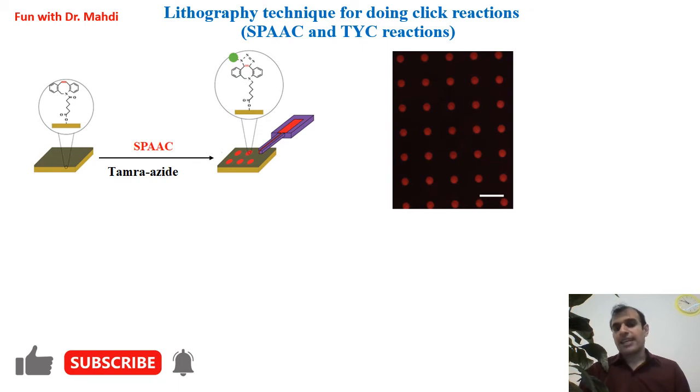And here you can also see a scale bar. The scale bar is 50 micron. The distance between two dots is 50 micron, and the diameter of every dot is 10 micron.